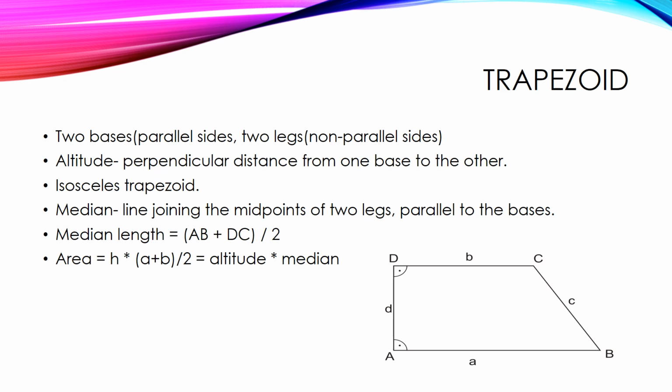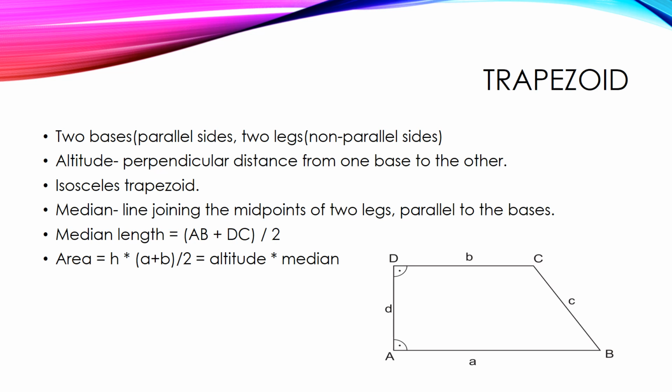A trapezoid is a quadrilateral which has at least one pair of parallel sides. A base is one of the parallel sides. Every trapezoid has two bases. The non-parallel sides are called legs. Every trapezoid has two legs. The altitude of a trapezoid is the perpendicular distance from one base to the other. One base may need to be extended.